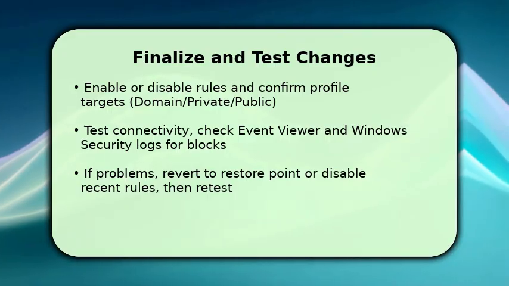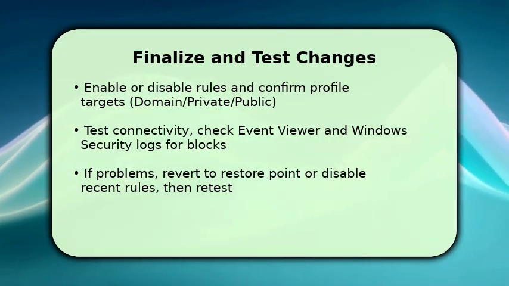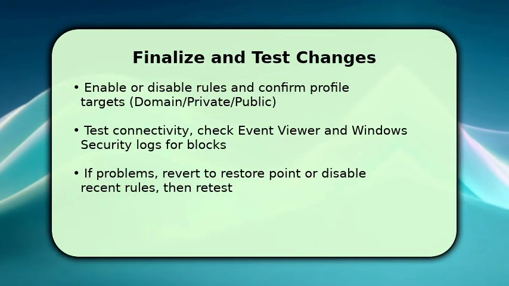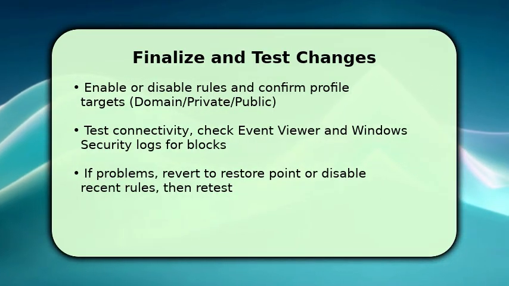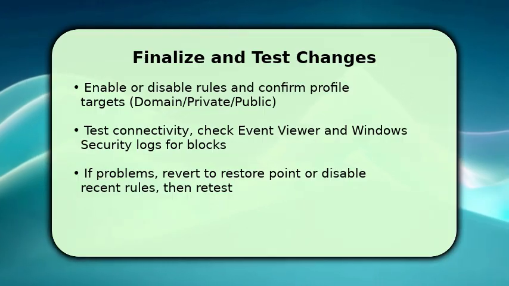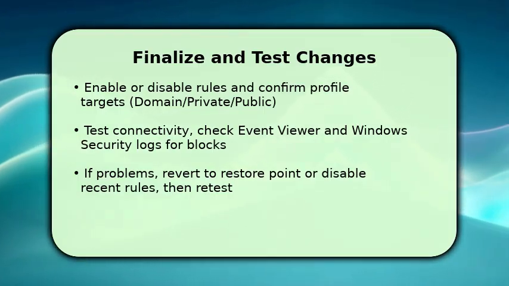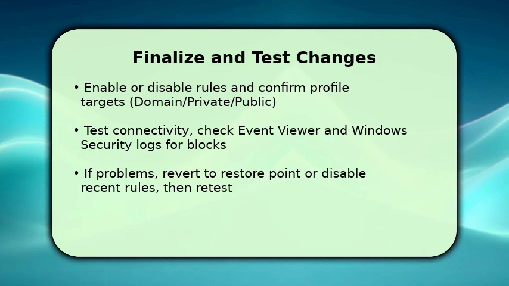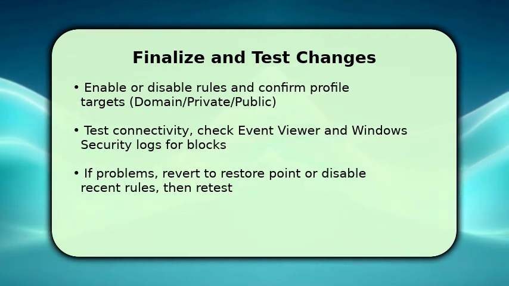Once done, test the affected applications or ports and watch Event Viewer and Windows security logs for denied connections to confirm behavior. If something breaks, disable the recent rule or revert to your restore point, then retest to isolate the issue. This troubleshooting step is the fastest way to recover without losing other configurations.